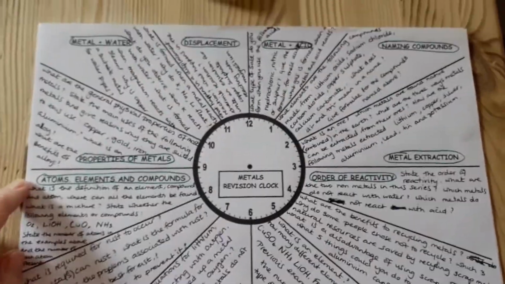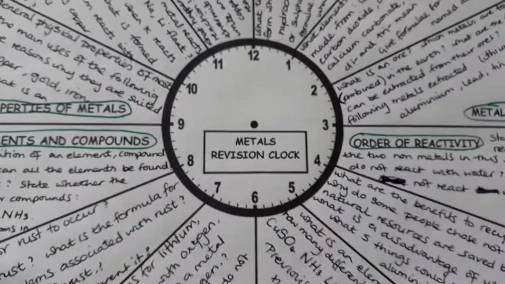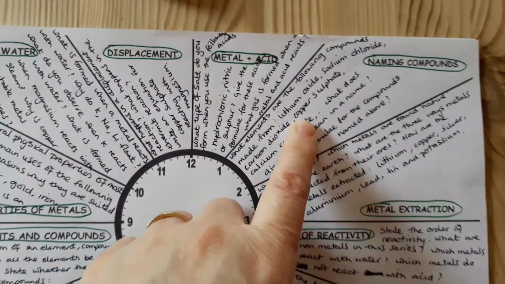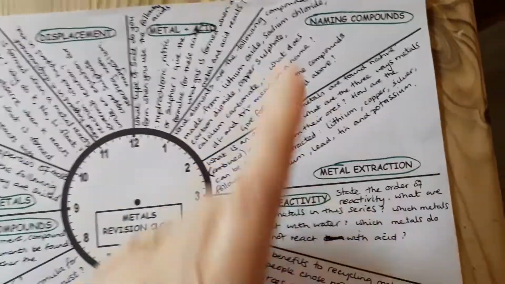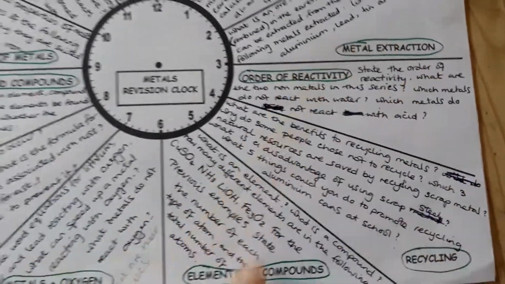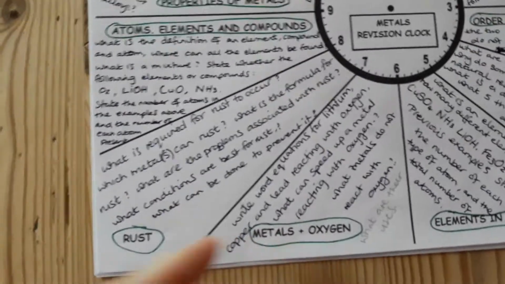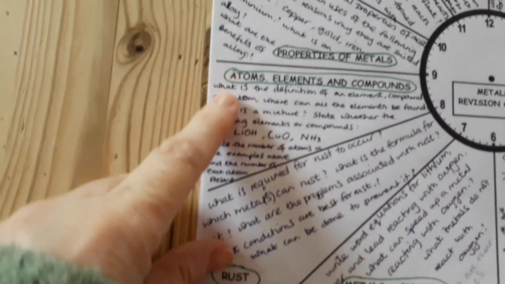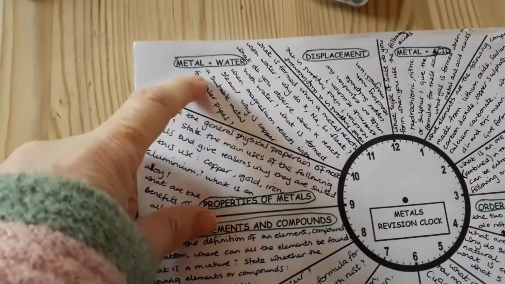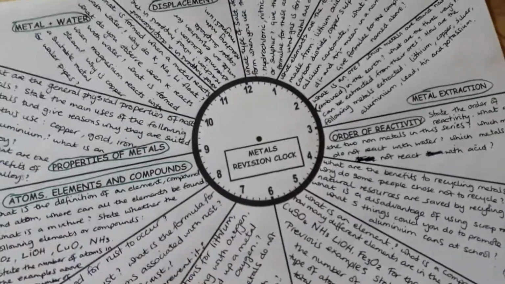Hello. This is a metals revision clock, and as you can see, it has displacement, metals and acids, naming compounds, metal extraction, order of reactivity, recycling, elements in compounds, metals and oxygen, rust, atoms, elements and compounds, and properties of metals and water. And this basically just has some questions on it.